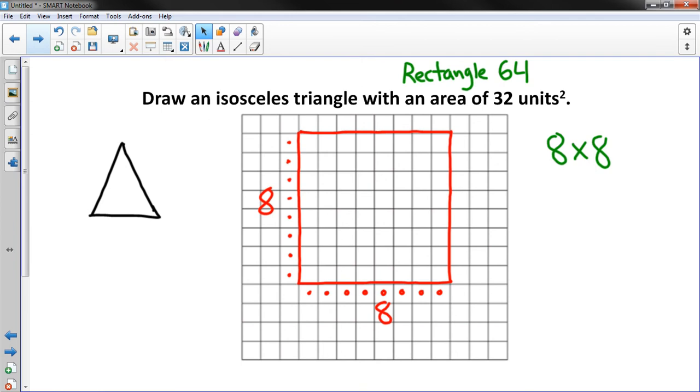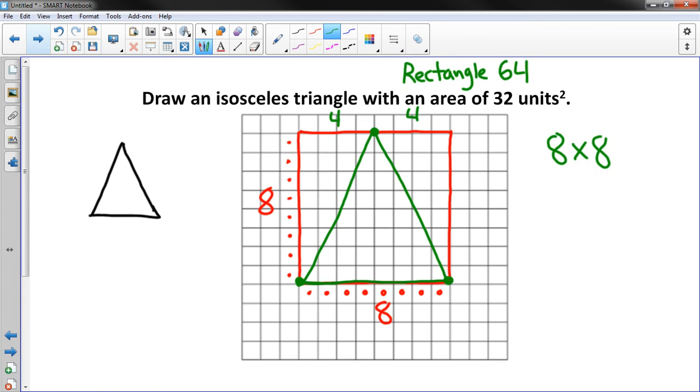Isosceles means that two sides are the same. I'll show you a little trick. If I go to the halfway point at the top, that's going to be my peak of my triangle, because there will be an even amount of squares on each side as far as the dimensions. And then down below, the other corners of my triangle are going to be right there. So it's going to be nice and even on both sides. Two sides are the same, and then I can do that.